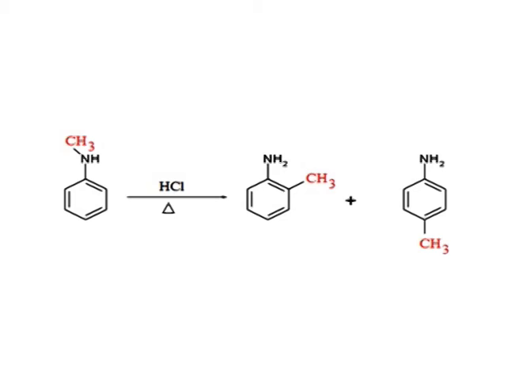Now, the fourth type of organic reaction, rearrangement reaction. In rearrangement reactions, an atom or group migrates from one center to another center in the same molecule. The original center is called migration origin and the final center is called migration terminus. For example, the Hofmann-Martius rearrangement of N-alkyl anilines to ortho-alkyl and para-alkyl aniline.